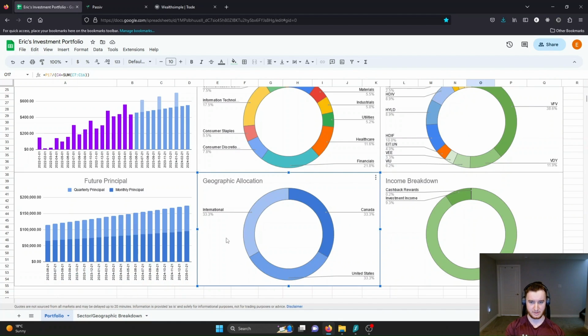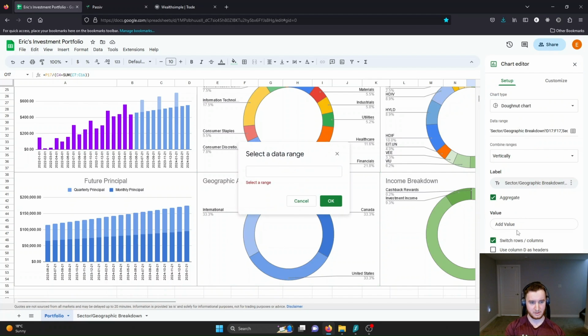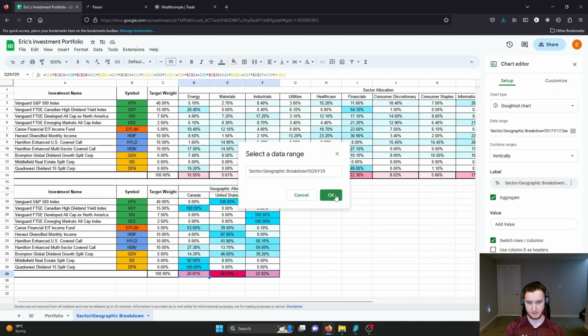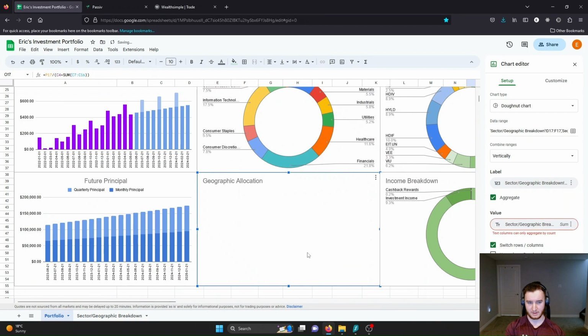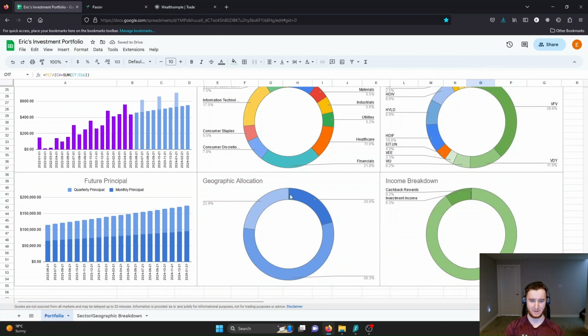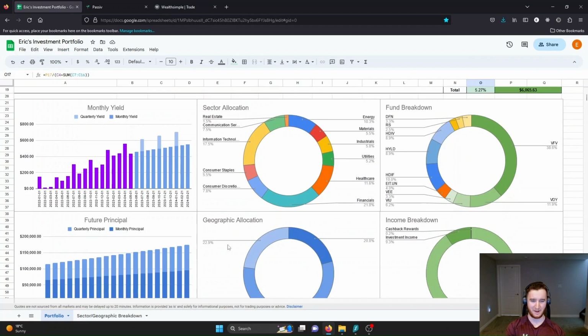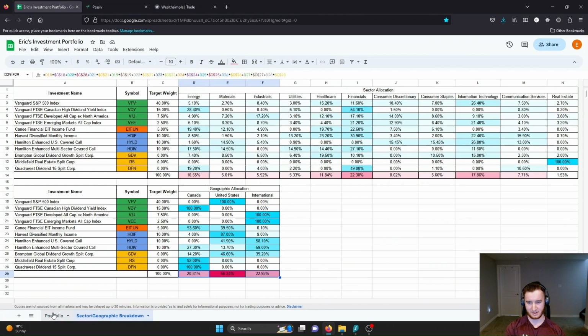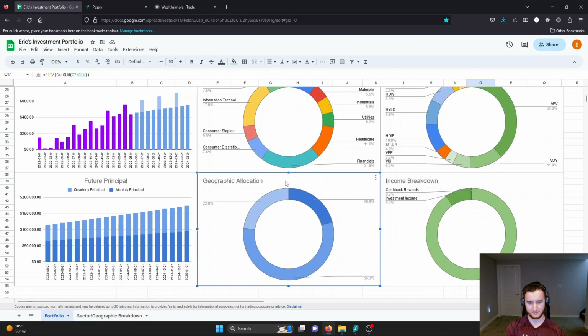Oh, sorry, there is an error here. This should be selecting this column. Sorry about that. Oh, okay, well, we'll just do that for now. Oh wait, no, there we go. It's not displaying, okay, there we go. Is it not? Okay, it's not displaying the labels now.